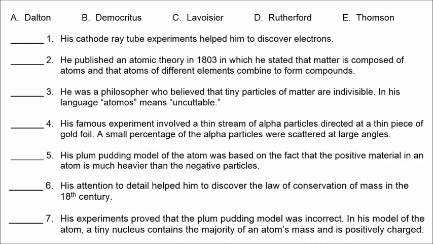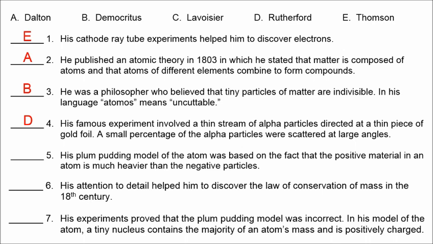We are talking about J.J. Thomson. Number 2, it was John Dalton who published an atomic theory in 1803. Number 3 refers to the Greek philosopher Democritus. Number 4, that would be Rutherford's famous gold foil experiment.